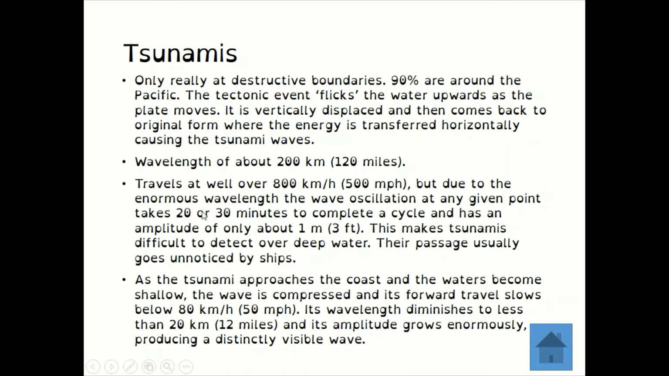And because of this enormous wavelength, it can take 30 minutes for one wave to hit before the next. So that's what's caught out a lot of people in the past, that they don't really notice much out at sea. They're only a metre tall, no bigger than your average wave when you're out in the open water. But then as you get closer, they do get much, much bigger.